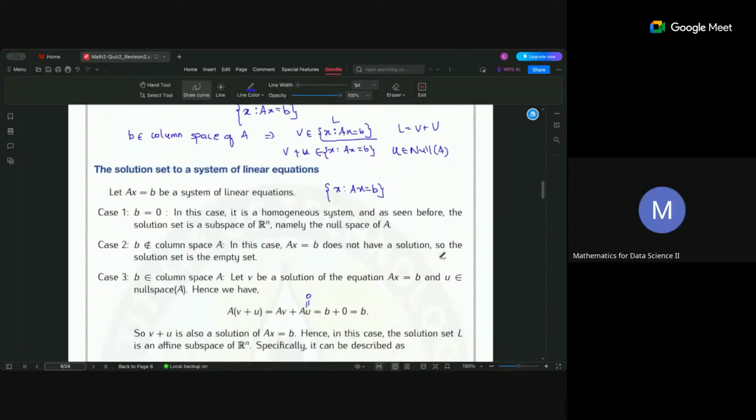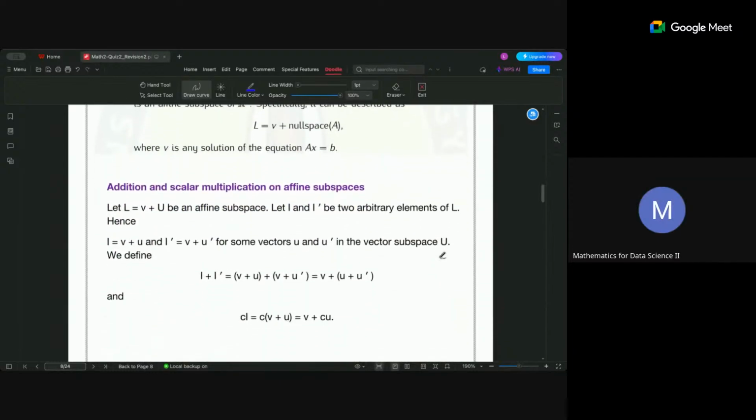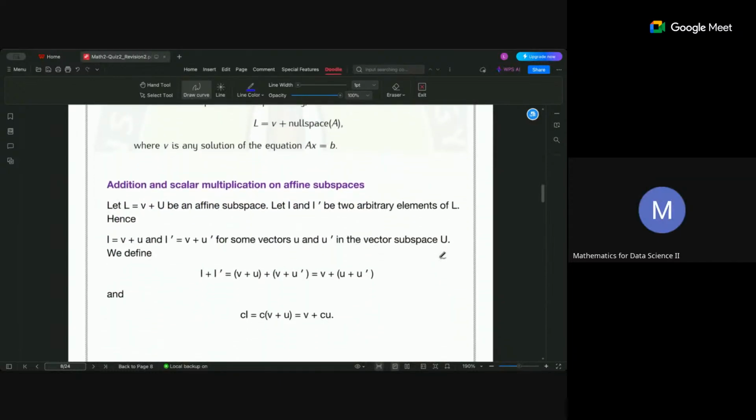Okay. So how do we do addition and scalar multiplication on affine spaces? That is again very easy. First of all, do we know how addition and scalar multiplication are defined for subspaces? Yes or no? Is it defined first of all for subspaces, addition and scalar multiplication? Yes.